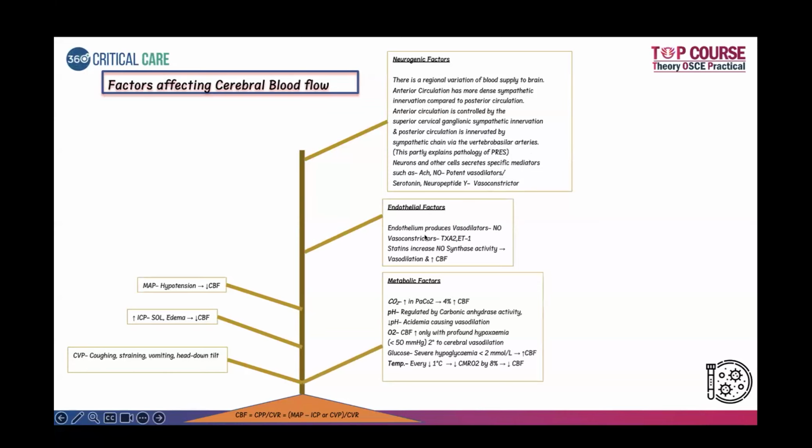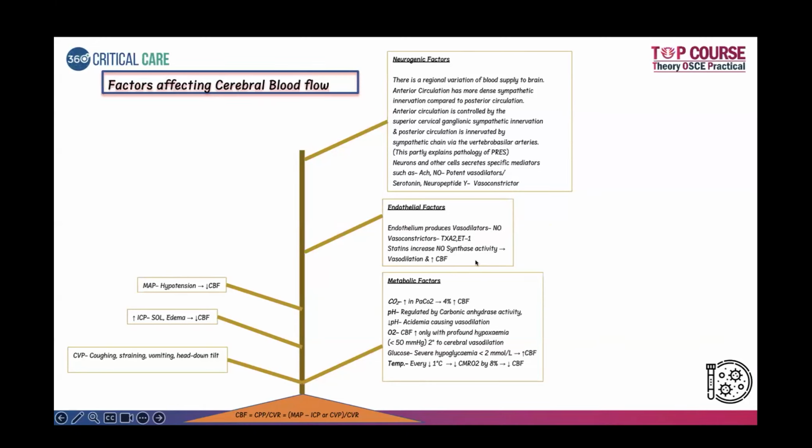Endothelial factors. The endothelium is an active organ, as we know. It produces vasodilators such as nitric oxide and also has vasoconstrictor potency, which can be mediated through thromboxane A2 and endothelin 1. Based on what sort of substance is secreted from the endothelium, your response will be similar. It can be vasodilatory or vasoconstrictor based on the amount of neuromediators or inflammatory mediators that are secreted. Statins increase the nitric oxide synthase activity, and in experimental cases, they have been found to increase cerebral blood flow because they can cause cerebral vasodilatation.